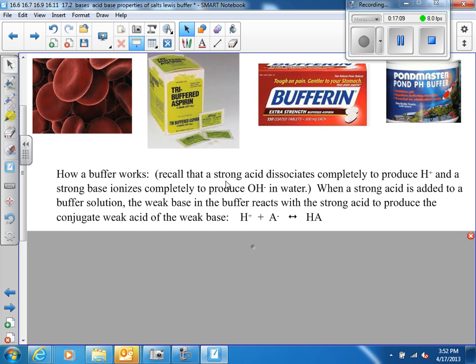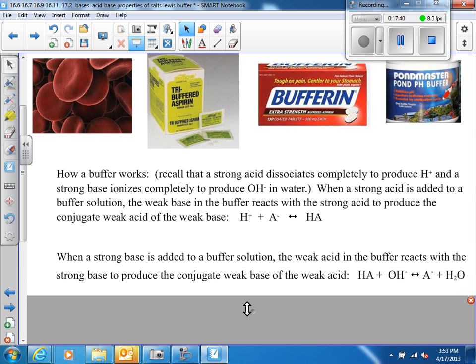Well, strong acids dissociate completely and they make H+. Strong bases dissociate or ionize completely. They make hydroxide. When you add a strong acid to the buffer solution, the weak base, A-, will react with the H+ from the strong acid and produce your weak acid. So it's kind of like Le Chatelier, although this reaction goes all the way to the right, pretty much. All of your H+ gets used up, makes the weak acid HA.